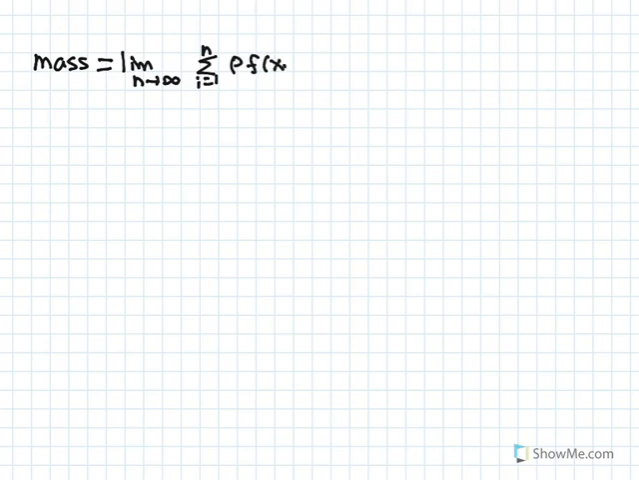All right. So the mass is going to be equal to the limit as n goes to infinity. We have an infinite number of rectangles, i equals 1 to n, of rho f of xi bar delta x. This is equal to, so the Riemann sum becomes a definite integral as we take the limit as n goes to infinity, the integral from a to b of rho f of x dx. Density times area. That gives you the mass.